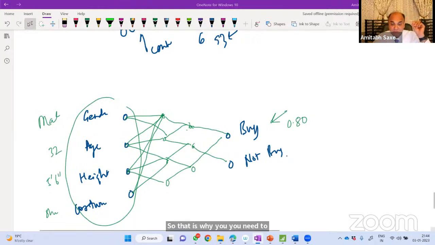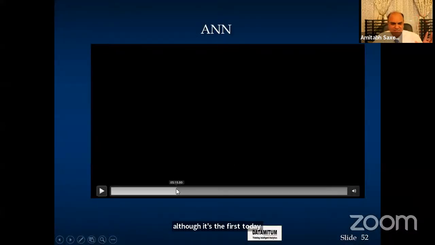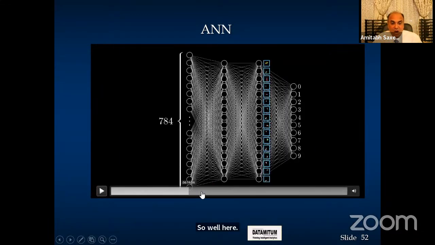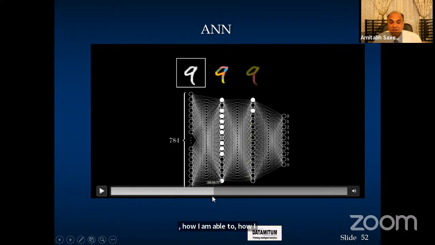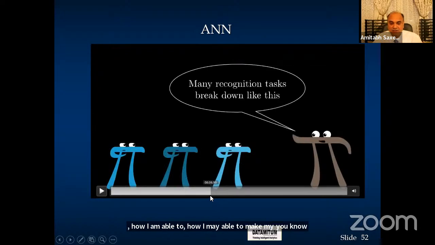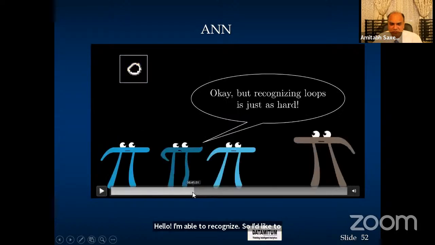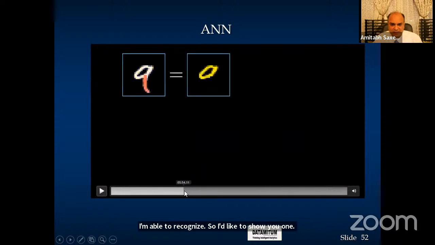So coming back to that video, an artificial neural network. I hope I'm not making it too complicated. Although it's the first day introductory, generally I will avoid all these things, but I'm taking a chance. So here we see how I'm able to make my agent identify or recognize the numbers. I'd like to show you one mechanism, let's look at this.